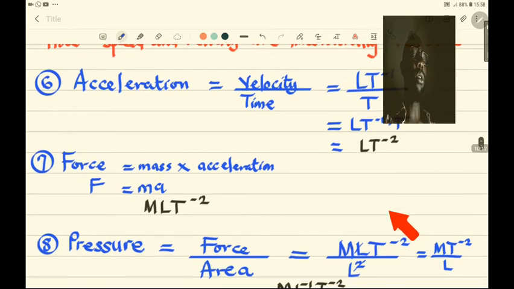Now, also, force is equal to mass times acceleration, which is MA. So now MLT to the power of minus 2. The dimension for mass is capital M, and the dimension for acceleration is LT minus 2, as we did in question number 6 above. So just bring down the M, then LT minus 2. That is the dimension for force.